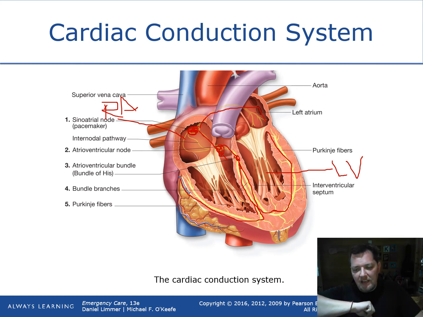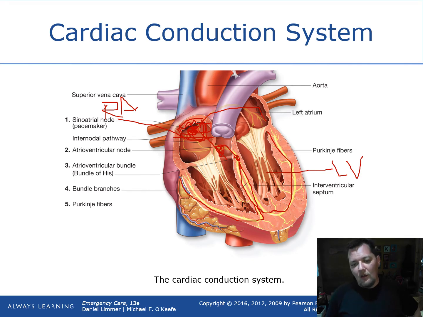So when we look at AFib, what happens is this SA node, all it does is sit up here and it quivers. And it doesn't do what it needs to do. Okay? It does not fire off the way it needs to fire off. There's something wrong with it. So all it does is just kind of sit there and just quiver all the time.